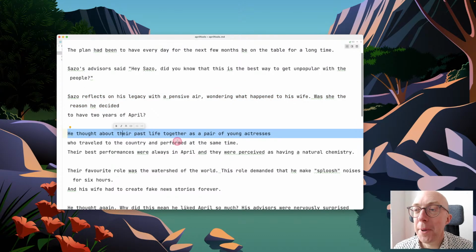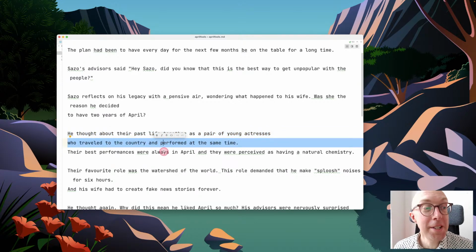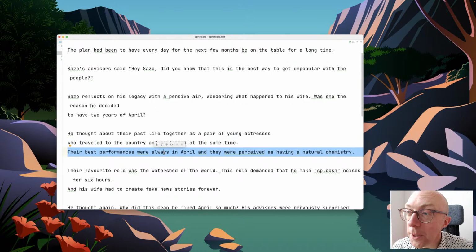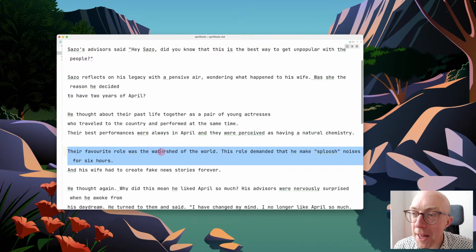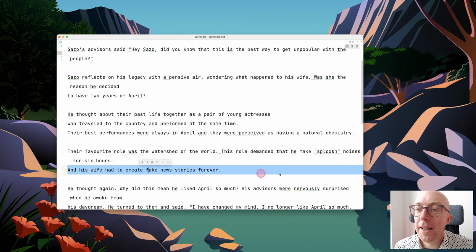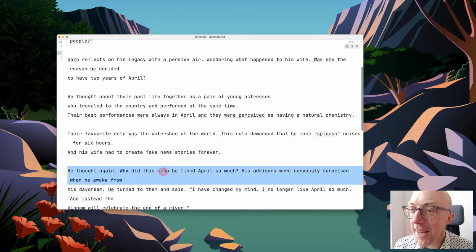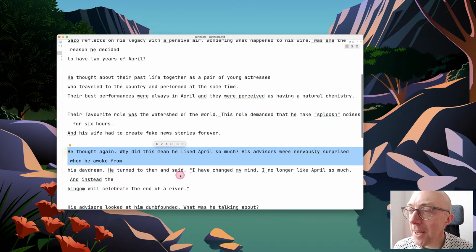He thought about their past life together as a pair of young actresses who travelled the country and performed at the same time. That was vaguely sensible. Their best performances were always in April, and they were perceived as having a natural chemistry. I mean, that makes sense. Their favourite role was the watershed of the world. This role demanded that he make splash noises for 6 hours, and his wife had to create fake news stories forever. I mean, it doesn't make sense, but it sounds kind of cool. He thought again, why did this mean he liked April so much?